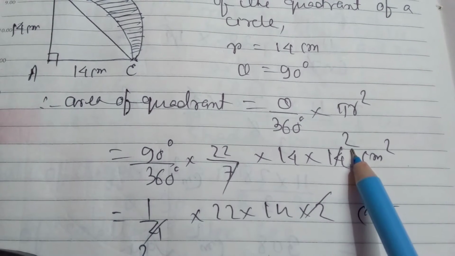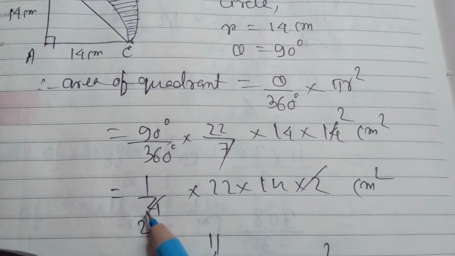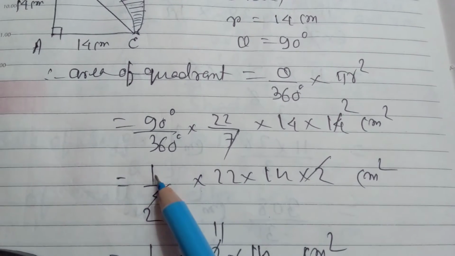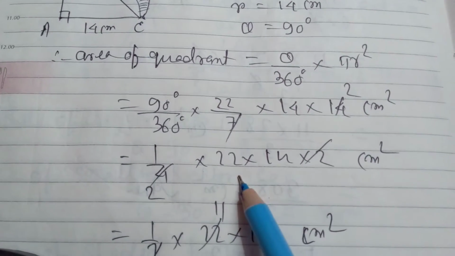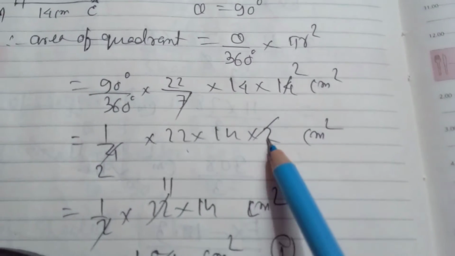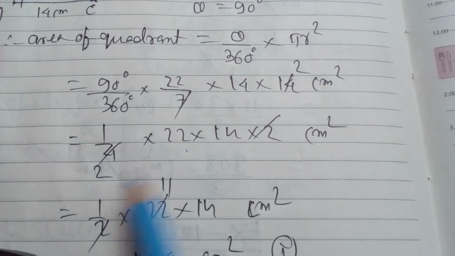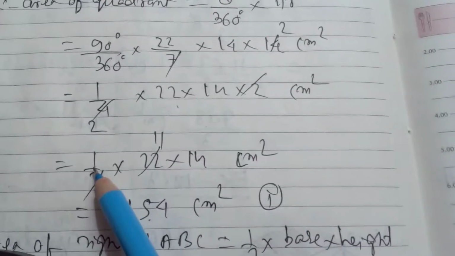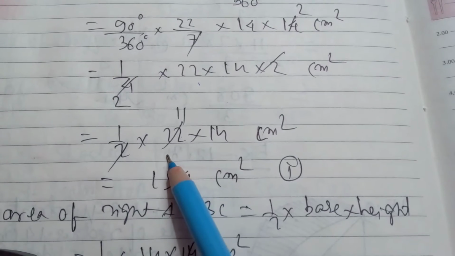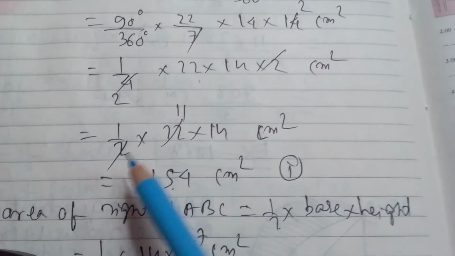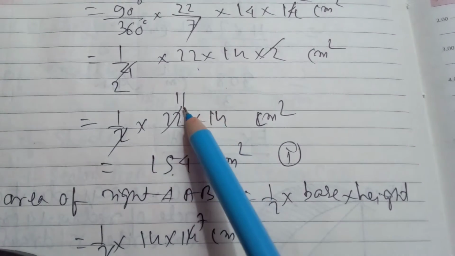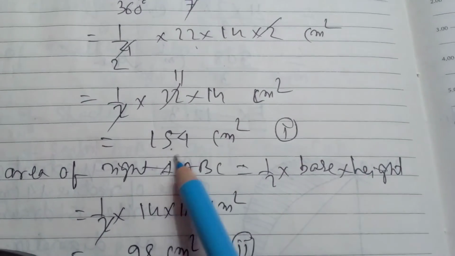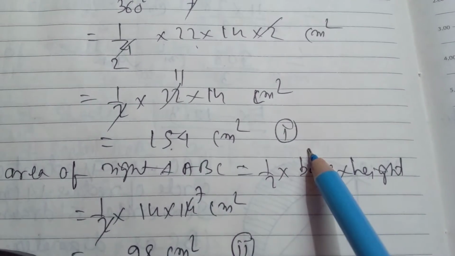7 twos are 14, and 90 into 4 is 360. So it will be 1 by 4 into 22 into 14 into 2, and 2 twos are 4 and these two cancel. So 1 by 2 into 22 into 14. 2 elevens are 22. So 11 into 14 is 154 centimeter square.